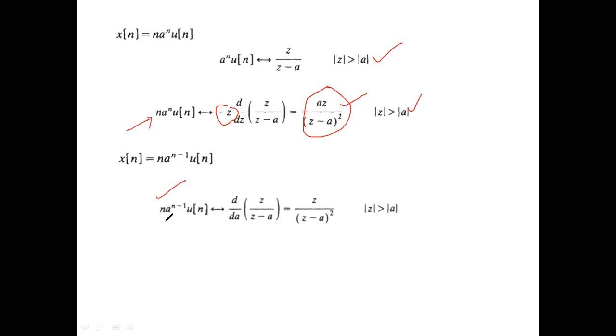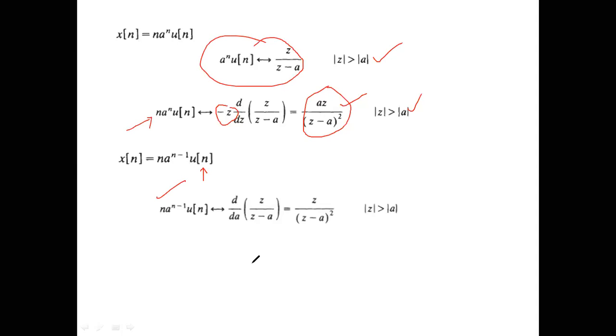What is happening here? This is the question I was talking about earlier. This is a to the power n minus 1 u of n. You can see u here is only n. I already know the formula for a to the power n into u of n. I do not know the formula for a to the power n minus 1 into u of n. I don't want to get into it.